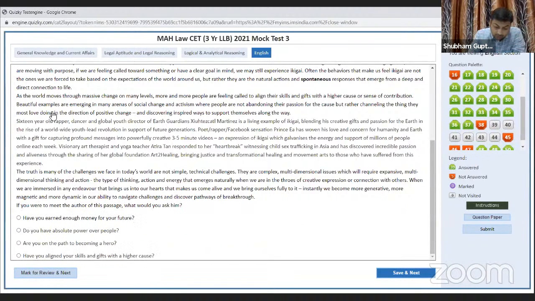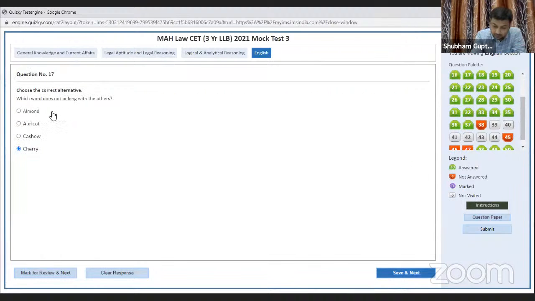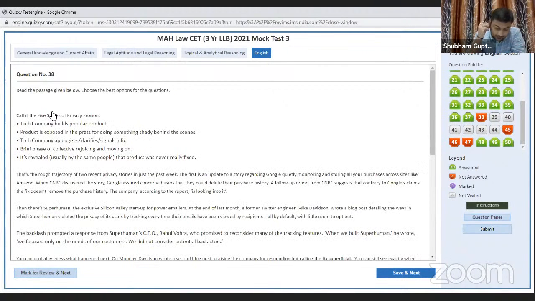So if you were to meet the author of this passage, what would you ask him? That why did you wrote this passage? How you earned enough money for your future? No. How you have absolute power? No. Are you on the path of becoming a hero? No. Have you aligned your skills and gifts with higher cause? I think this with regards to the... let's read the last one.